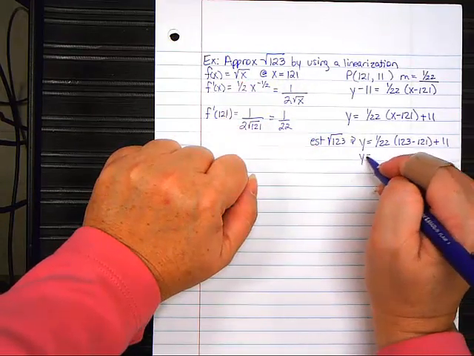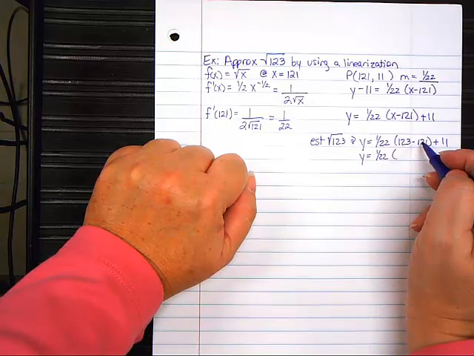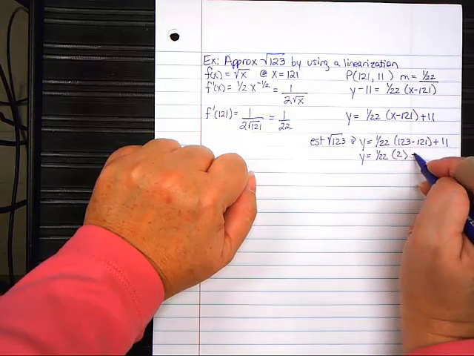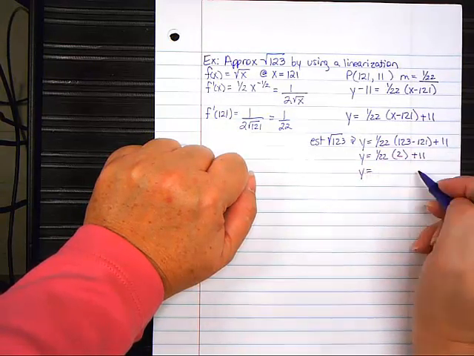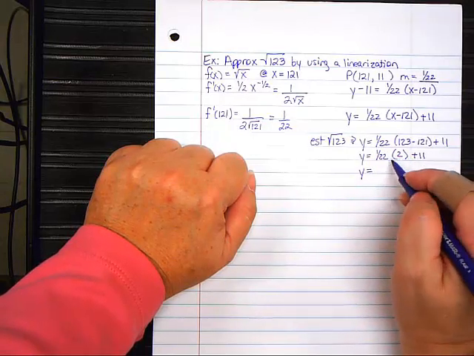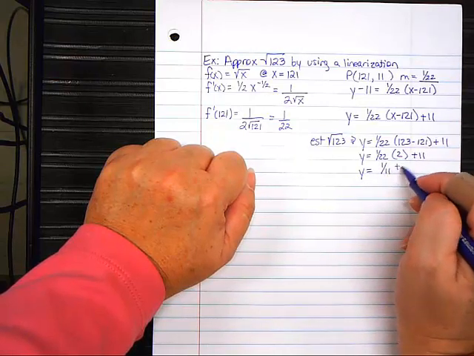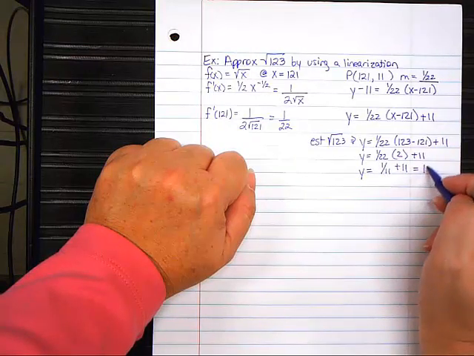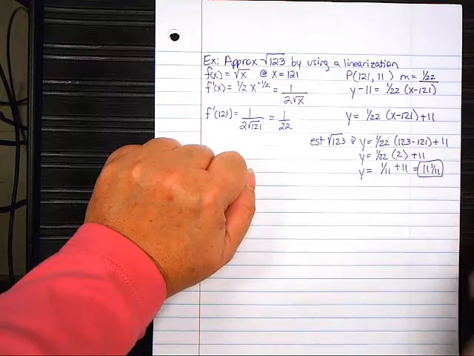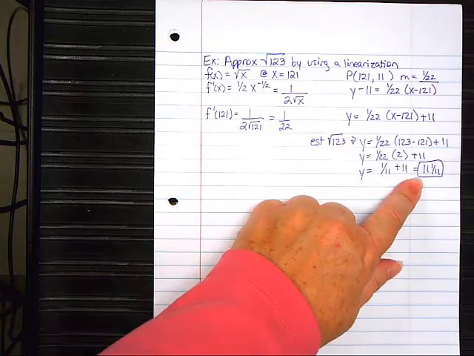Okay, now I just clean it up. 1 over 22, how does the parentheses clean up? It's just 2, plus 11. Y equals 1/22 times 2 would be 2 over 22, which reduces to 1 over 11, plus 11, which means it's 11 and 1/11th without a calculator. So that is approximately the square root of 123.